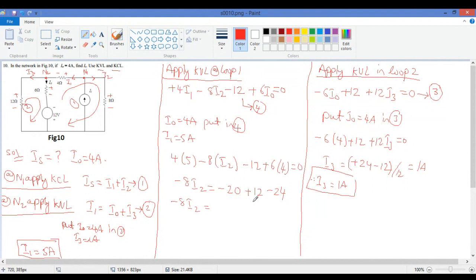So minus 8 I2 is equal to minus 20 plus 12 minus 24, which is minus 32. Correct. So the minus signs get cancelled. 8 ones are 8, 8 fours are 32. Therefore, I get I2 is equal to 4 ampere.